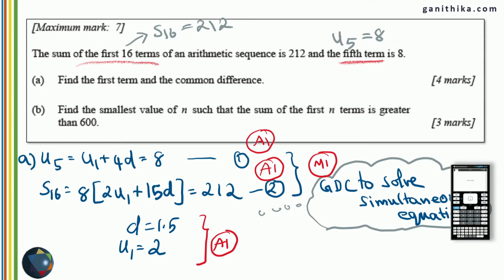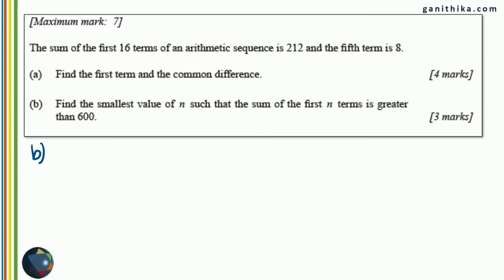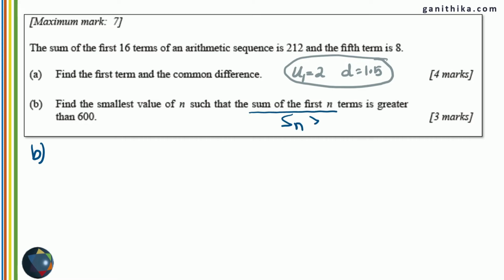Let's move on to question B. Find the smallest value of n such that the sum of the first n terms is greater than 600. So we have U1 equal to 2 and D equal to 1.5 from question A. Now we need to find the smallest value for what? For Sn greater than 600. The sum of the first n terms, Sn, greater than 600.